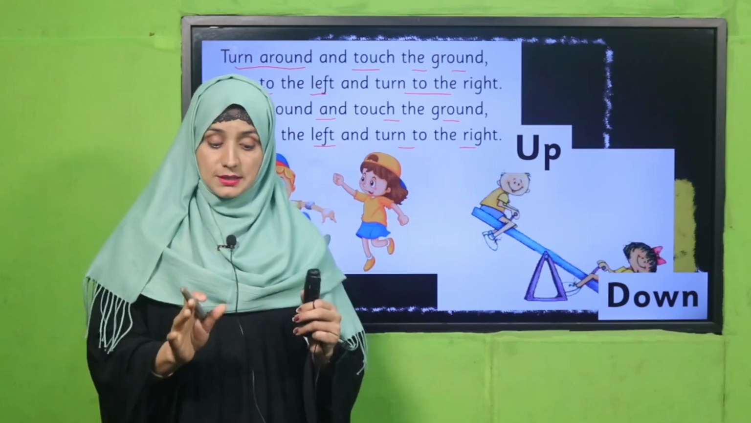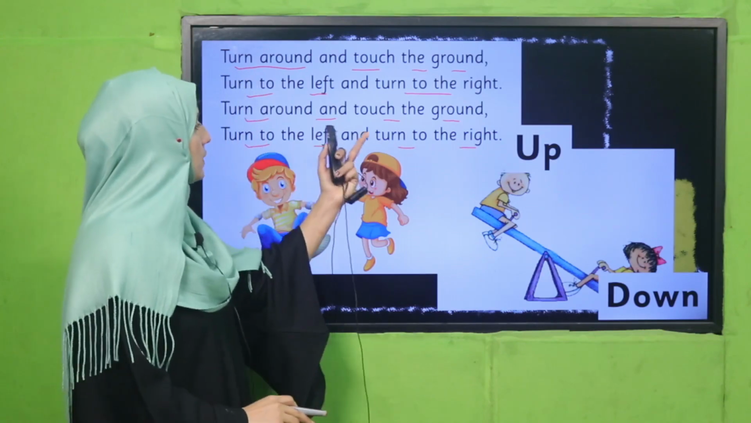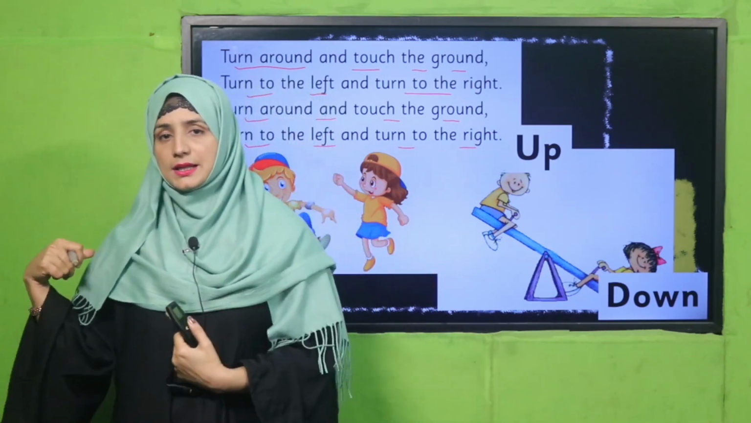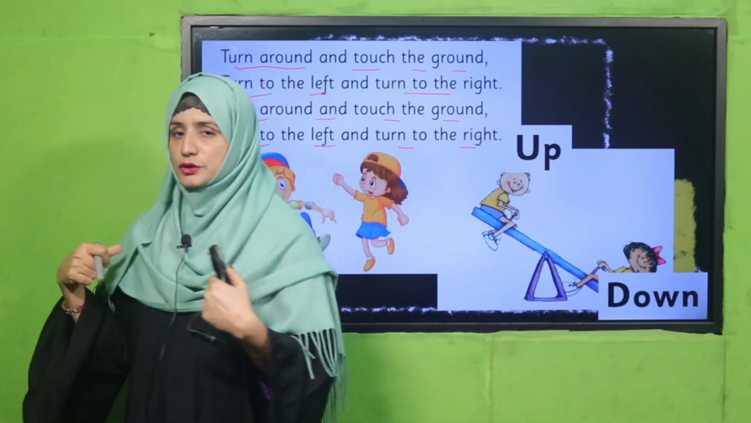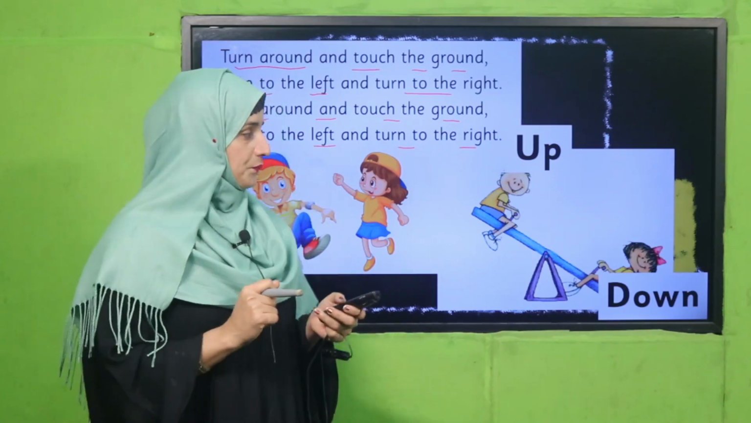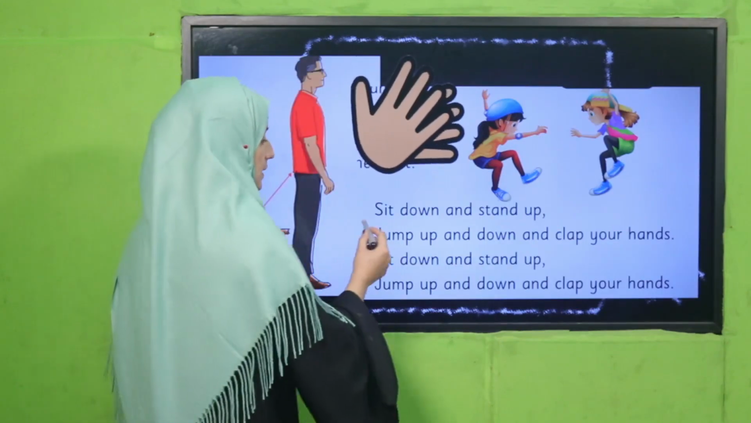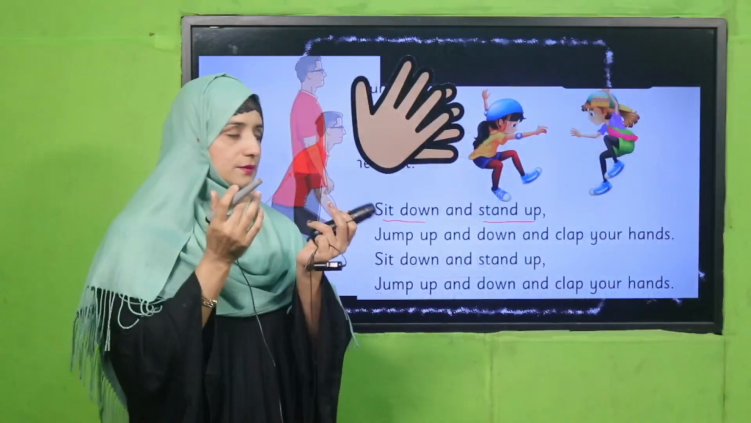Turn around and touch the ground. Okay? Next is turn around and touch the ground. Turn to the left and turn to the right. You have to turn to the left and then you have to turn to the right. In this way, you have to follow this. Okay? Next is sit down and stand up. You are also seeing this jeep. Sit down and stand up.